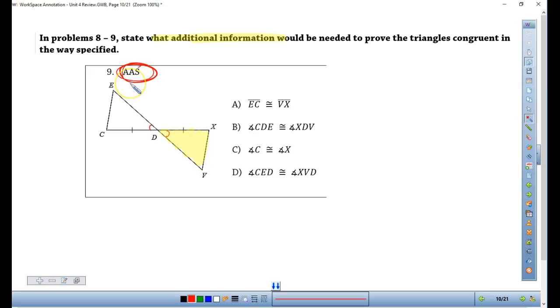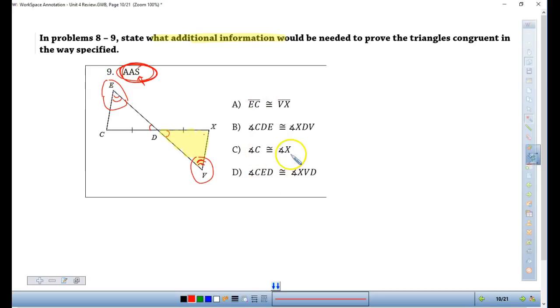And I need to make sure I choose the one that would make the side not in between the two angles. So I don't want to put the angle here on X because that would give me angle, side, angle. So it must be the other one, this one here. So angle V. And on the other triangle, remember we don't want the side in between the angles, so we want this one here. Angle, angle, side. Alright, so we said V would have to be congruent to E for this to work.